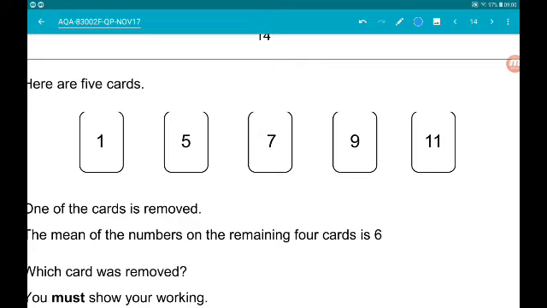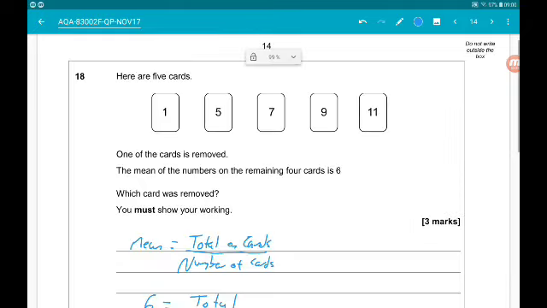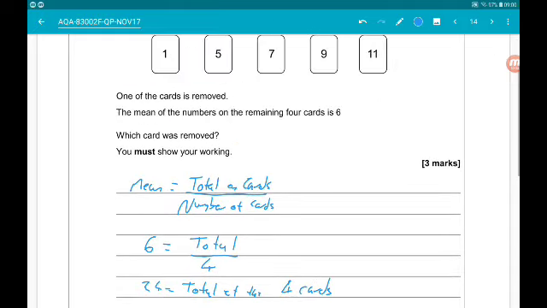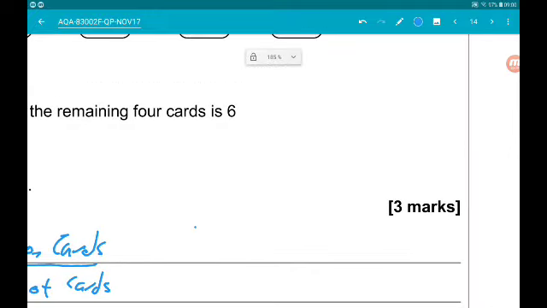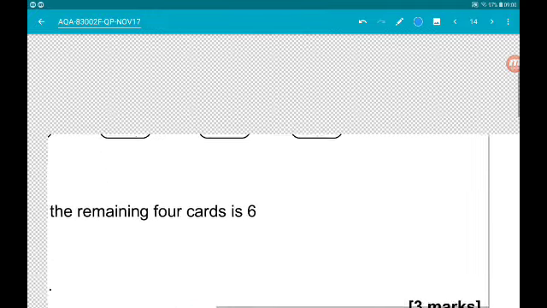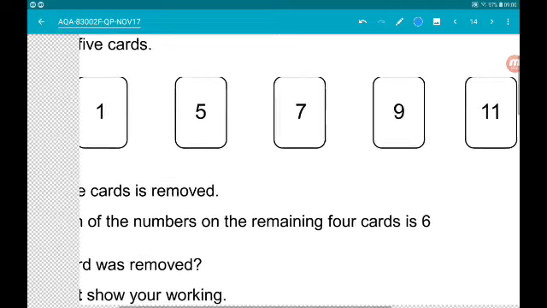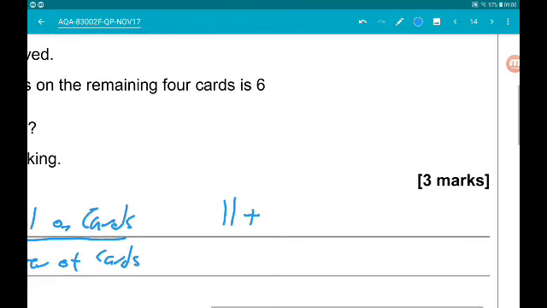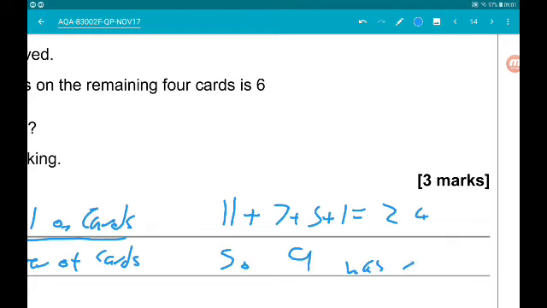So 11 add 7 is 18. Add 5 is 23. Add 1 is 24. So I guess we should then say that 11 add 7 add 5 add 1 is 24. So 9 was removed. Cool.